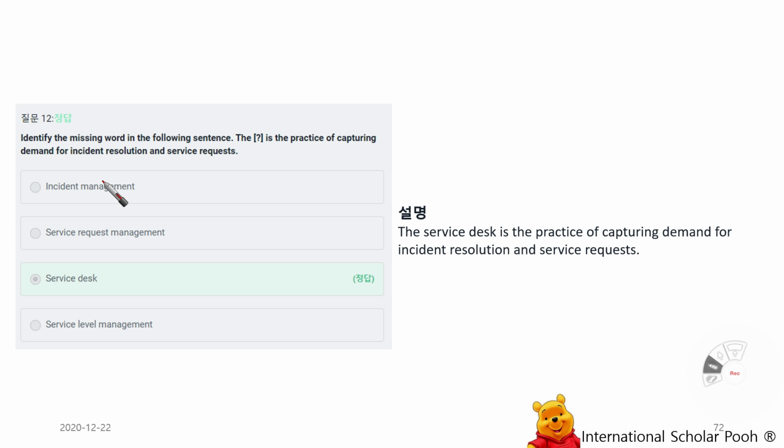Identify the missing word in the following sentence. The blank is the practice of capturing demand for incident resolution and service requests. Service desk. The service desk is the practice of capturing demand for incident resolution and service requests.